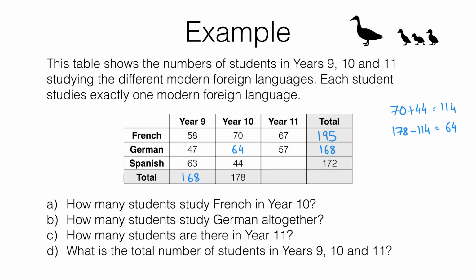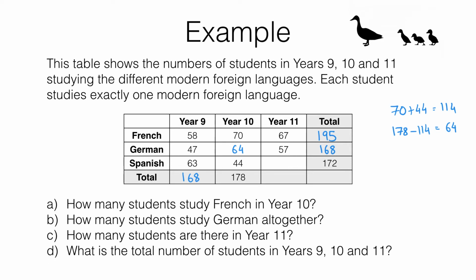Let's look at how many year 11 students study Spanish. So what number needs to go in here? Well, we don't have the total number of year 11 students, but we do have the total number of Spanish students. We know that these 3 numbers must add up to 172, the total number of year 9, year 10 and year 11 Spanish students. So using this row, can you work out the missing number here? Pause the video and have a go.